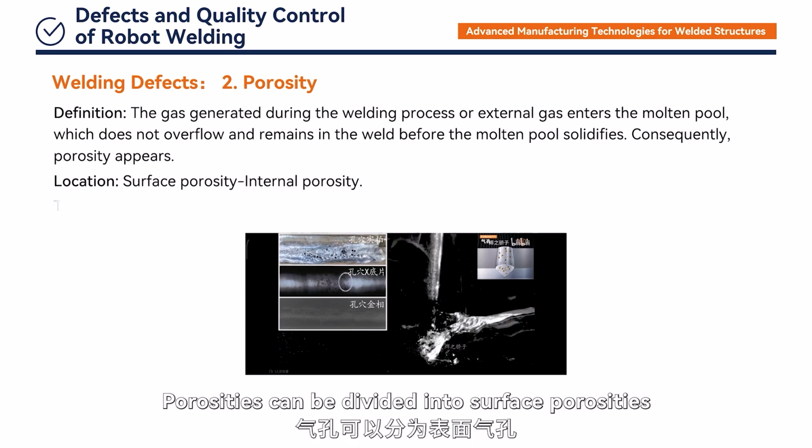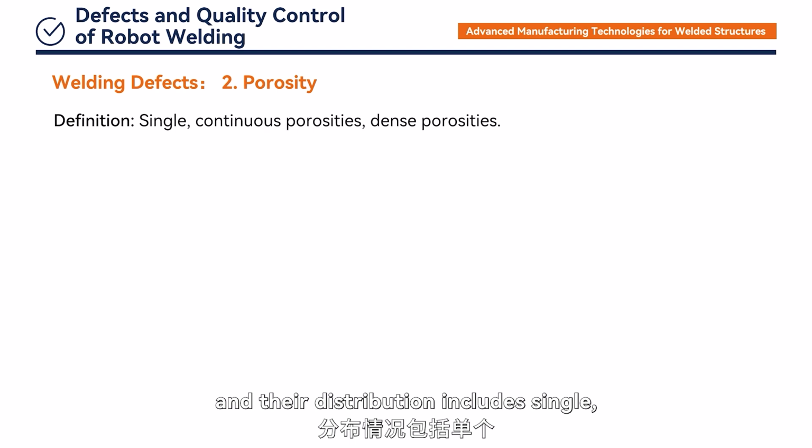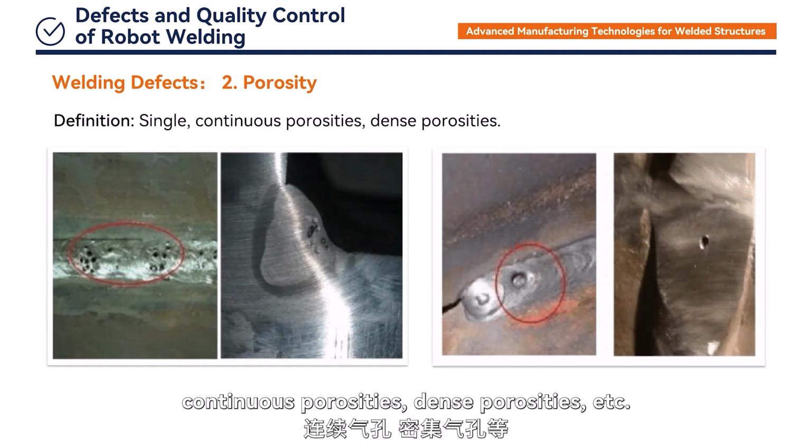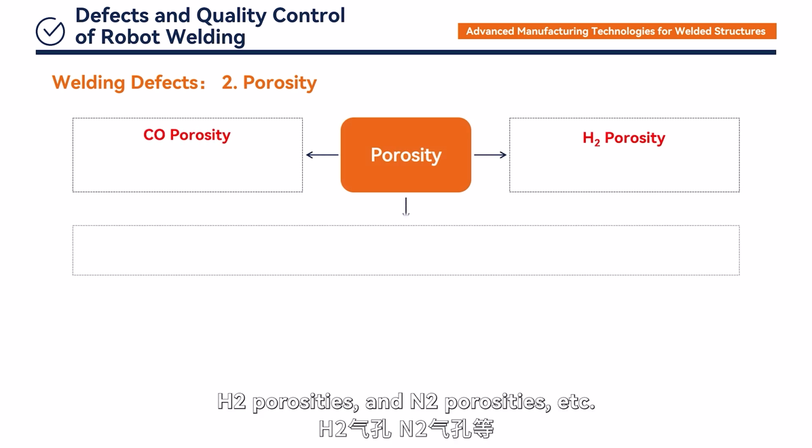Porosities can be divided into surface porosities and internal porosities, and their distribution includes single, continuous porosities, dense porosities, etc. Types of porosities include carbon monoxide porosities, hydrogen porosities, and nitrogen porosities, etc.